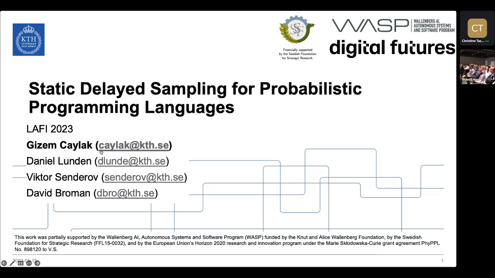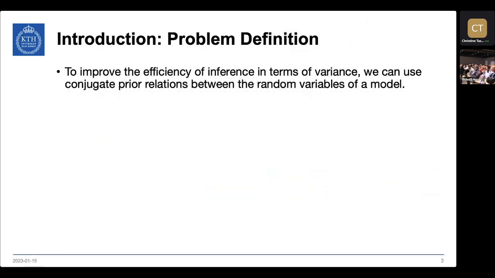Hi, everyone. I will talk about static delayed sampling for probabilistic programming languages. It's a compile time approach to optimize a given probabilistic program. To improve the efficiency of inference, we might use conjugate prior relations between the random variables of a model.